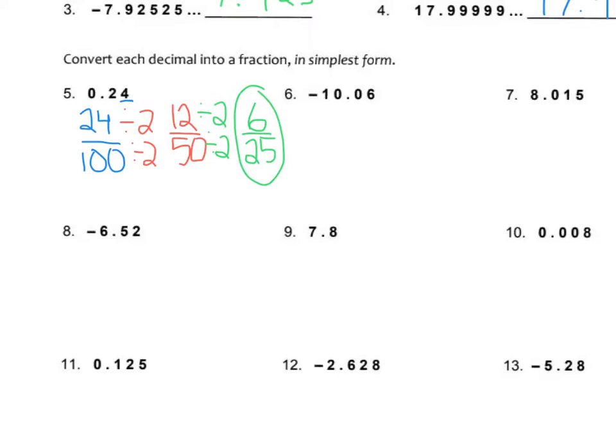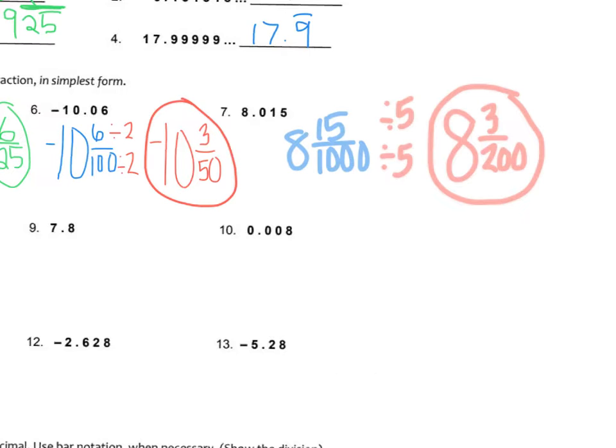All right. I want you to try number 6 and 7. Don't forget, those have whole numbers in front of them, so make sure your fraction is a mixed number. All right, for number 6, you should have gotten negative 10 as your whole number, and then 6/100 simplifies to 3 over 50. For number 7, 8 is your whole number, and then 15/1000 simplifies to 3 over 200.